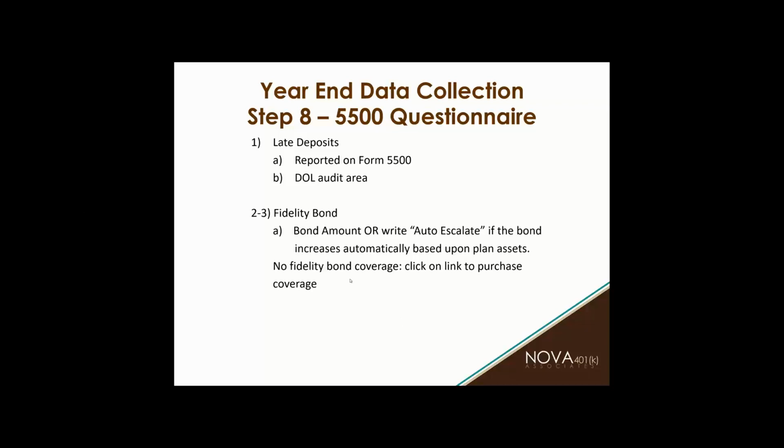Fidelity bond. So we're asking for the amount of the bond, the bond coverage for the year, or if it's auto escalated, which the bond would state that it escalates each year to make sure it has at least the minimum coverage, then please write auto escalate, or if it's a specific amount of coverage, then provide that. We also have on question 3, the link to purchase Fidelity bond coverage if you don't want to go through your insurance agent, or if you aren't sure who can provide coverage. There is a link to a company that can provide coverage where you can go ahead and purchase that bond right then and there.